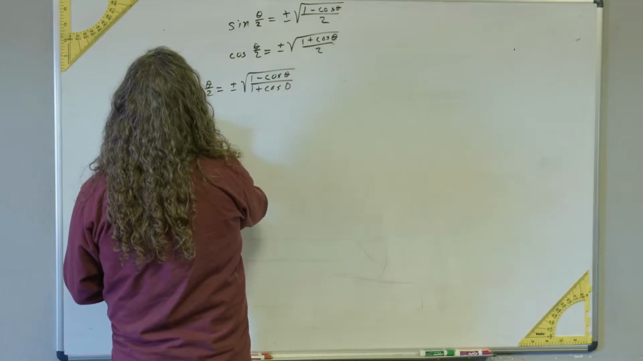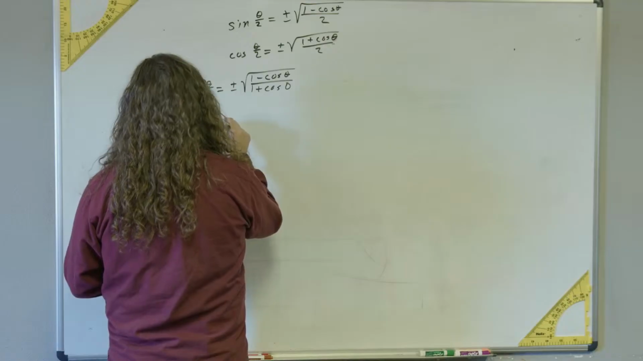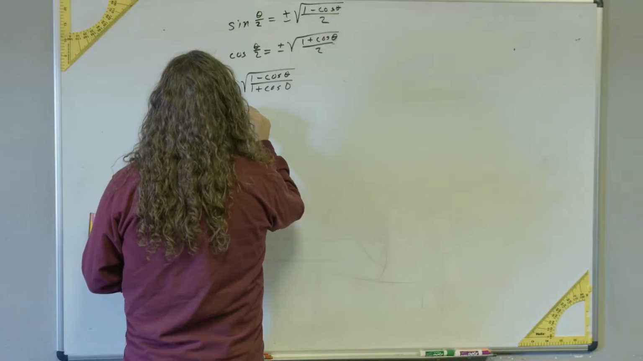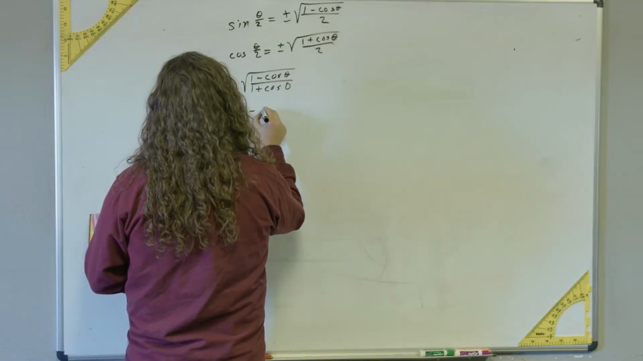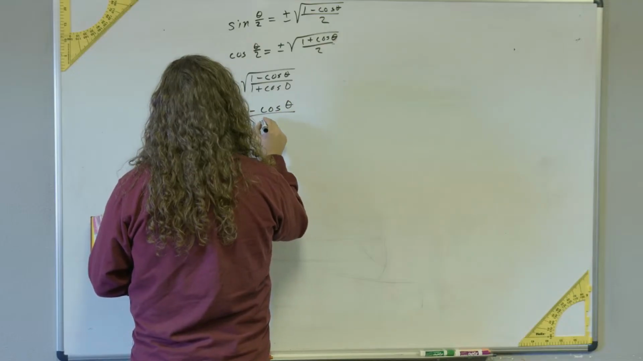Also, tangent of theta over 2 equals 1 minus cosine theta over sine theta.